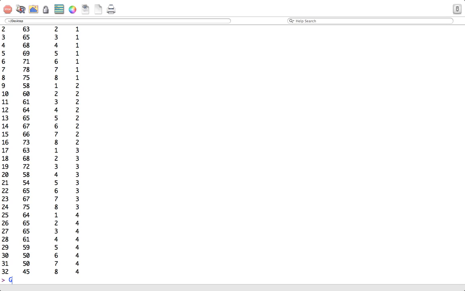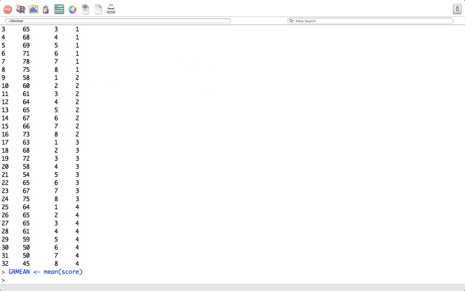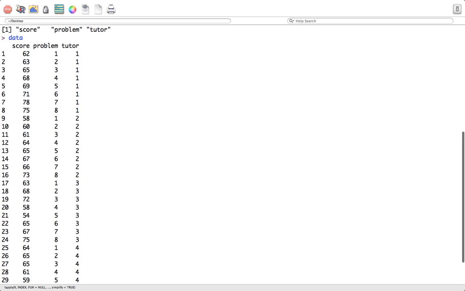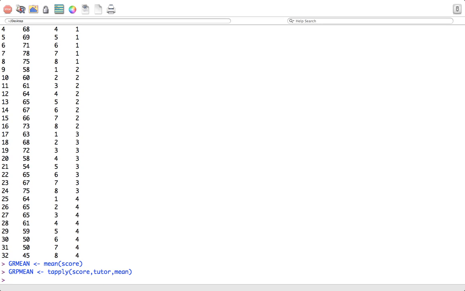So the first thing I want to do is the grand mean, and I'm just going to call it this. I want the mean of these scores. Next thing I want to do is my group mean. Let's just do tapply, and I want score over tutor, and I want the mean.